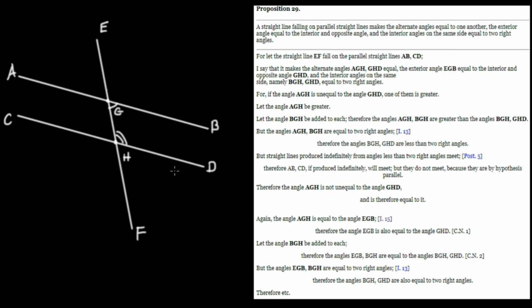And we should carefully note that this argument did use the parallel postulate, right here, postulate number 5. Remember, we used that when we said that if this angle and this angle were together less than two right angles, then the lines AB and CD, if produced indefinitely, would meet somewhere over here on this right-hand side. So here's the parallel postulate right there explicitly, and the inference made using the parallel postulate as one of the premises of the argument.